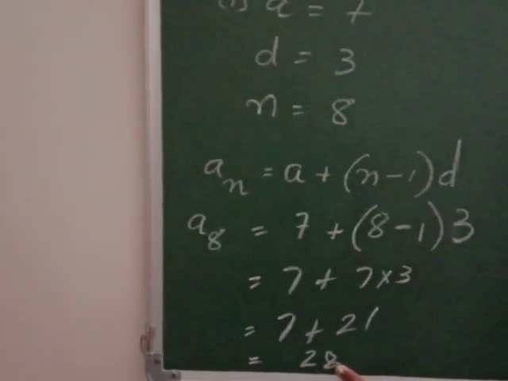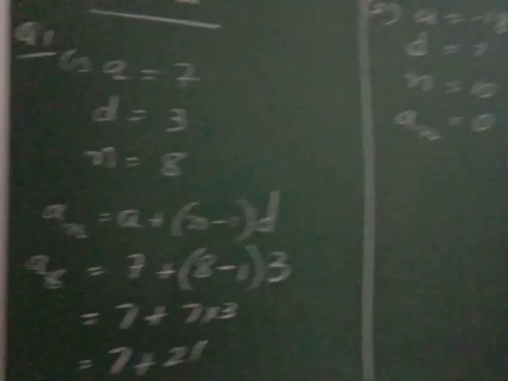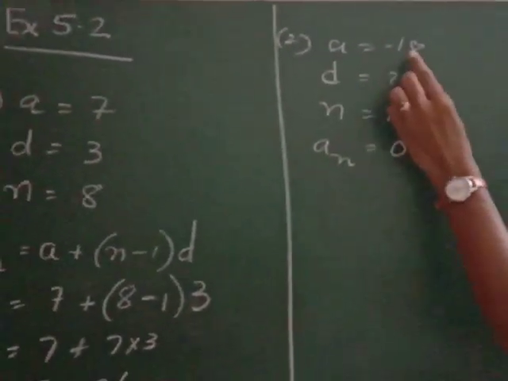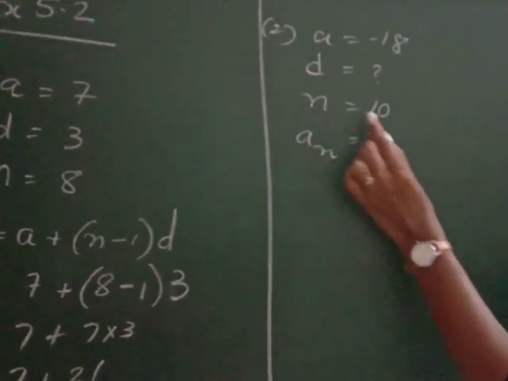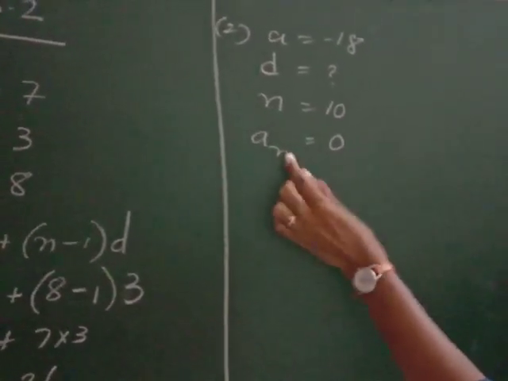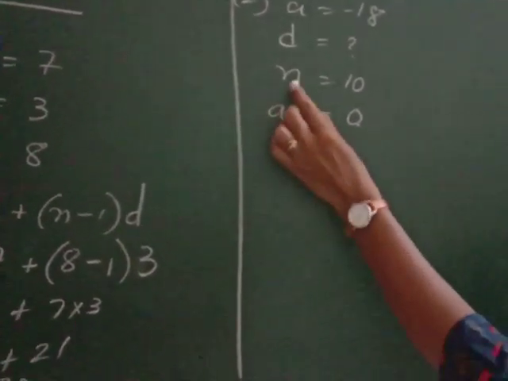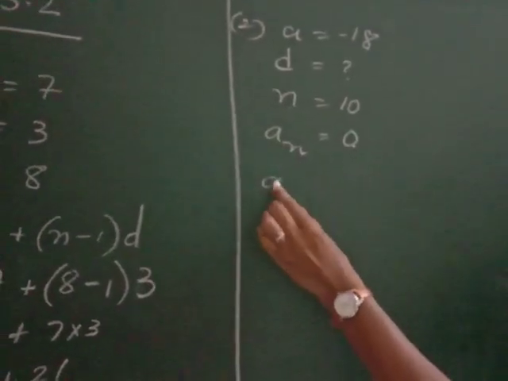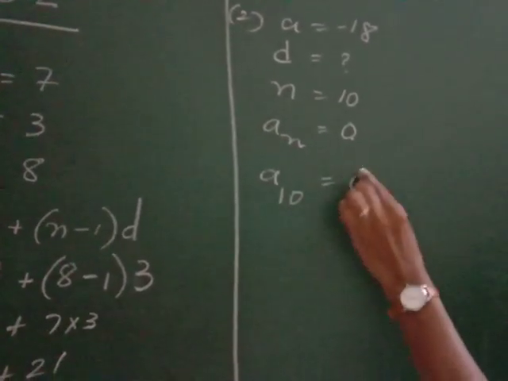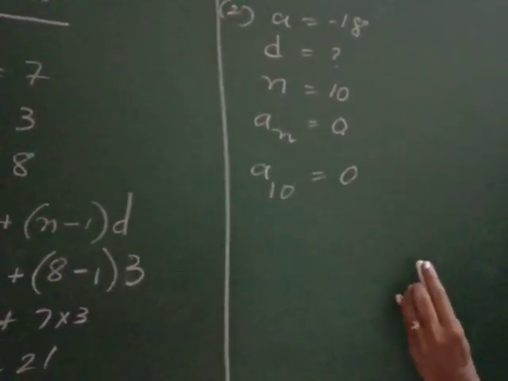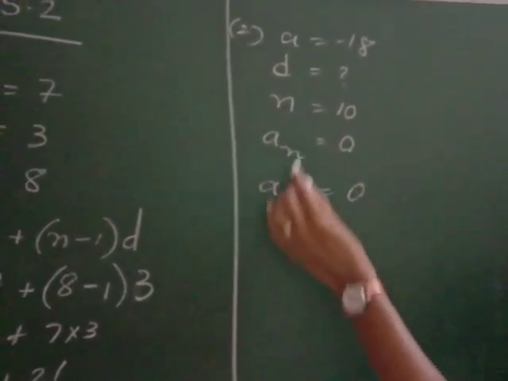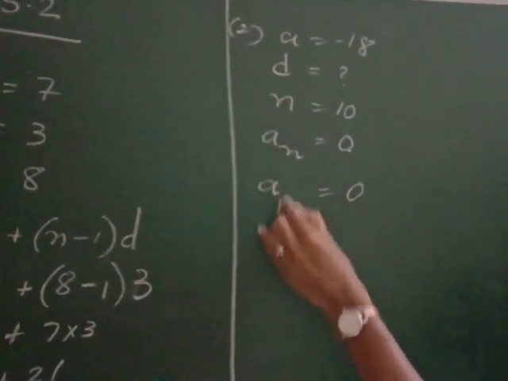Now come to the second question. In this question, A is minus 18. D is not given. We have to find the D. N is given 10 and the nth term is given 0. That means here N is 10. So the 10th term, that is A10, is equal to 0. The nth term is 0. Here N is 10. So in place of N, I will put this.